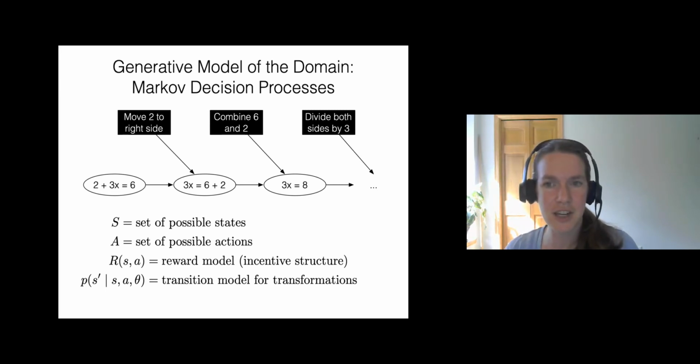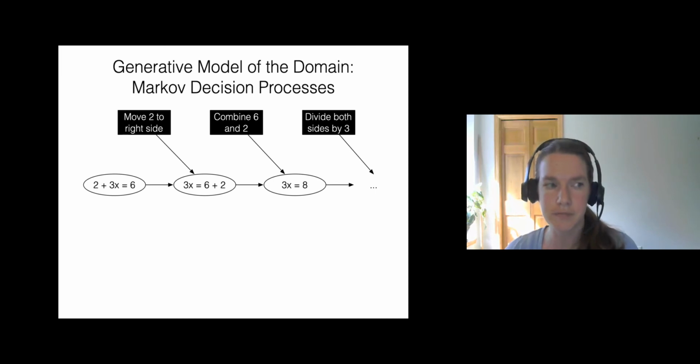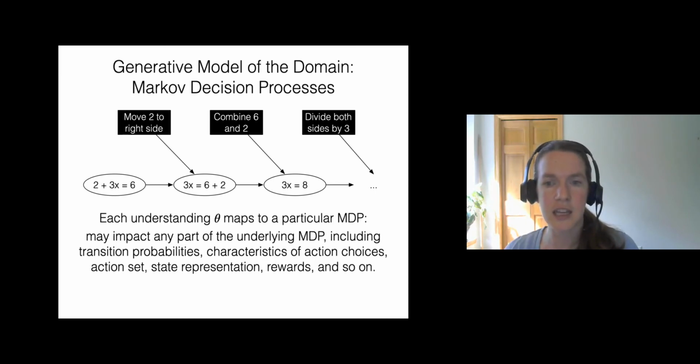In something like an educational game, she might have a belief about what's going to happen that might or might not be consistent with what will actually happen. The way that we'll connect this up to that theta is to map from a theta to a particular MDP. And so that theta may impact any part of the underlying MDP, including the transition probabilities. Different understandings might mean that you believe that different things are going to happen.